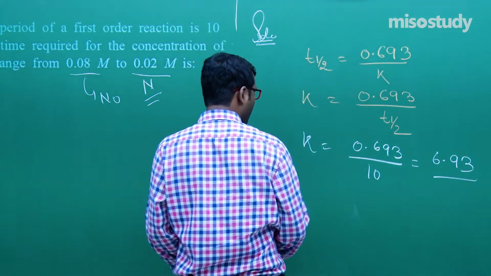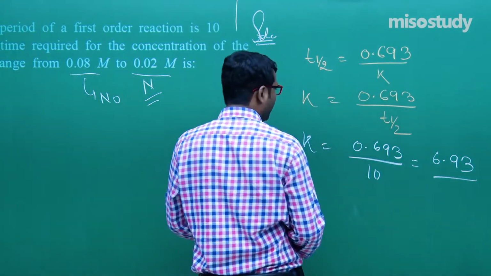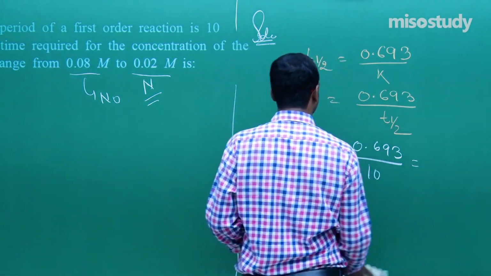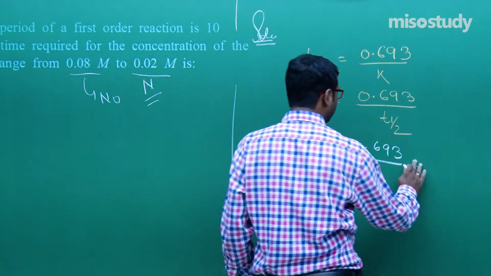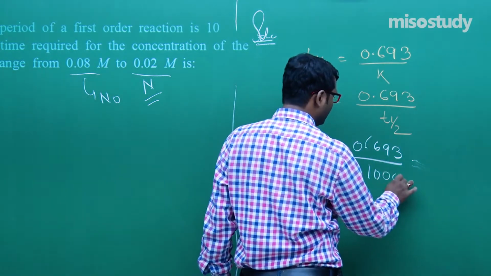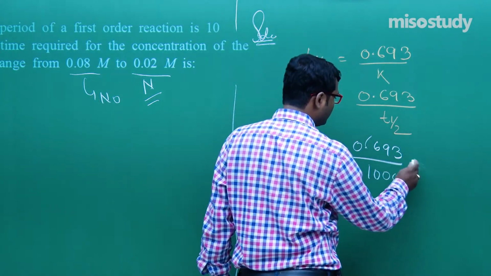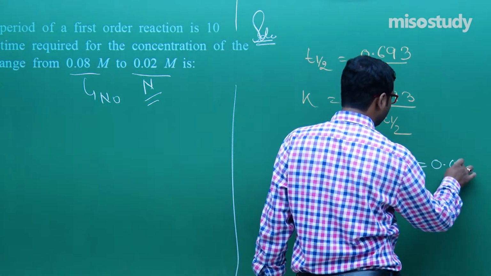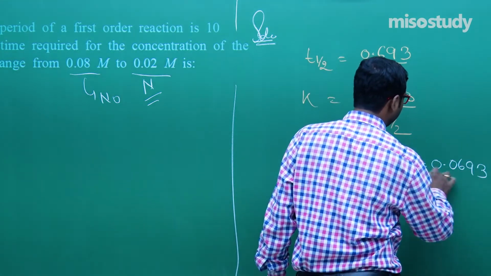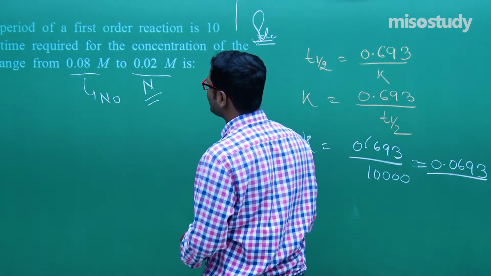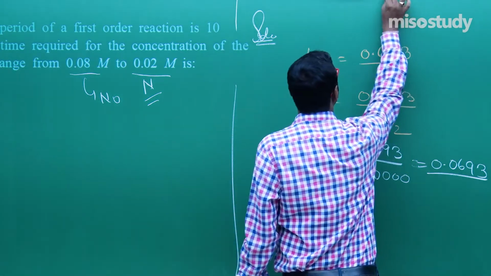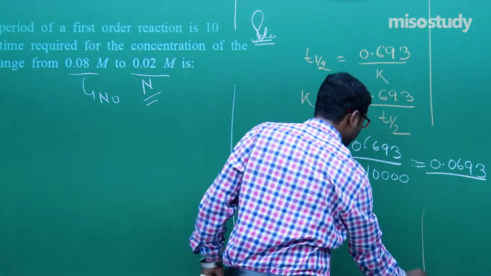Clear to you what I'm telling? Am I right or wrong? Sir, you are absolutely wrong. It is not 6.93 divided by 10. That is 1, 2, 3 more 0. That is 0.0693. That is the value of K. Yes, sir. Now, the time required to change the concentration.